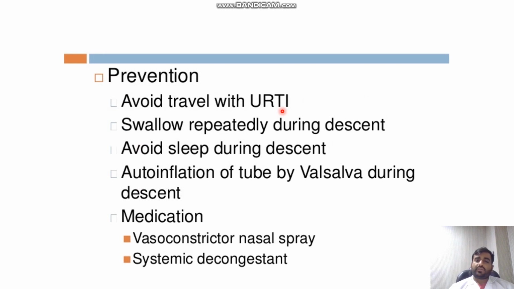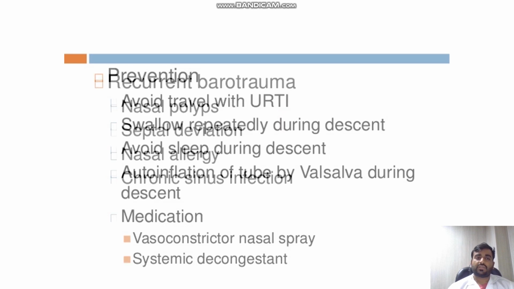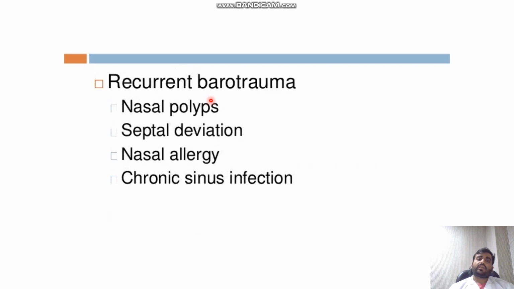What are the prevention measures? Avoid travel with any infection or upper respiratory tract infection. Swallow rapidly during the descent of the aircraft. Avoid sleeping during the descent. Auto-inflation of the tube by Valsalva during descent. And medication: they have to keep medication like a vasoconstrictor nasal spray and a systemic decongestant. There are chances of recurrent barotrauma if the patient has conditions like nasal polyps, deviated nasal septum, nasal allergy or chronic sinus infection.